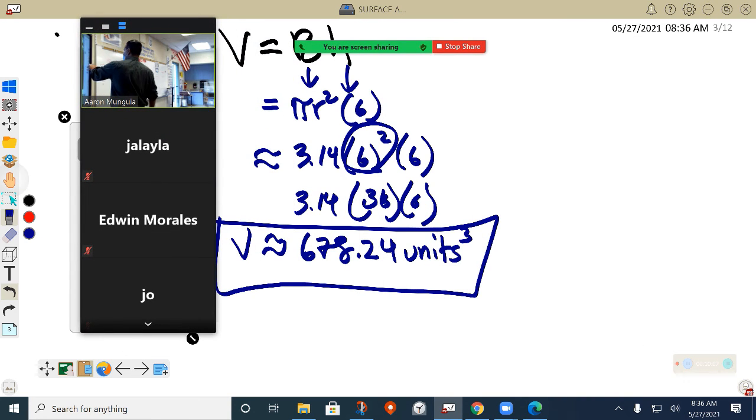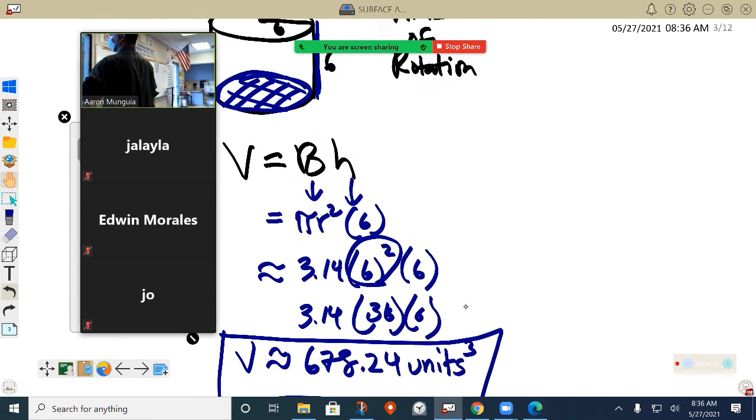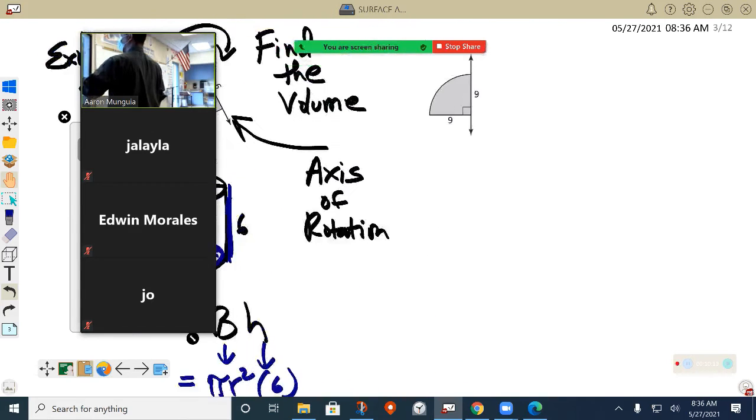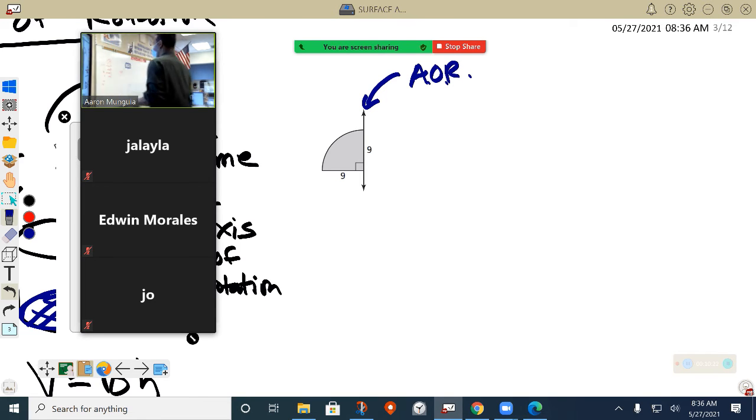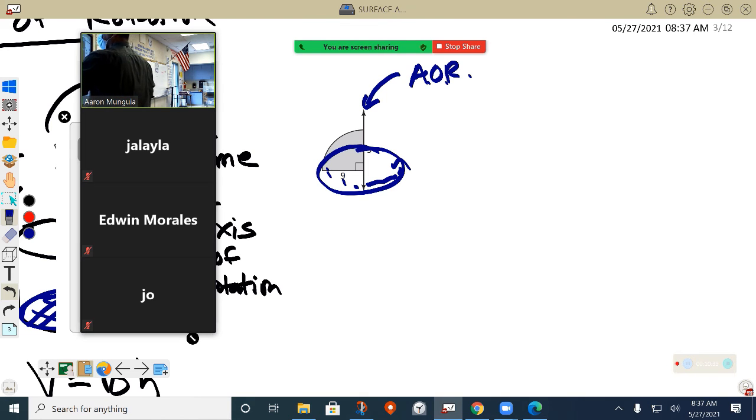Let's try number 2. So look at number 2. Look what we got. Here's my axis of rotation. I'll put an AOR, axis of rotation. So we're going to spin that around the axis, right? We're spinning it around this way, around and around. You can see that this is going to be formed, watch. It's going to be half a sphere. Do you not see that?